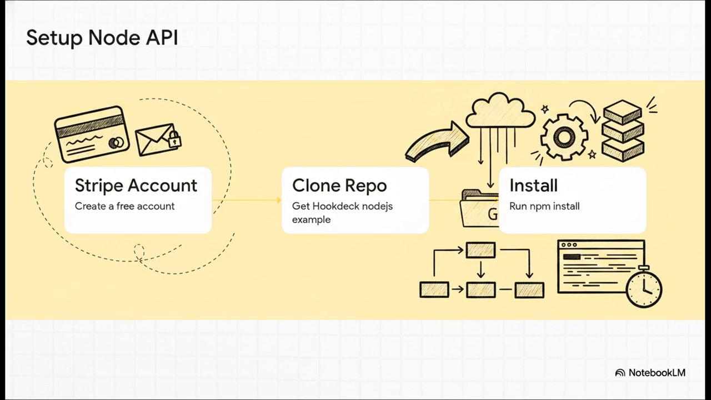We're actually going to clone a demo Node.js API provided by HookDeck. You'll grab the Node.js webhook server example repository, which is basically just a folder of pre-written code, from GitHub. Once that's cloned to your machine, open your terminal, navigate into the root of that project folder, and simply run npm install to grab all the required dependencies. Seriously, take your time here. Getting this foundation right is totally key.